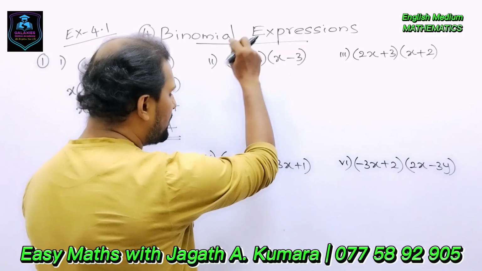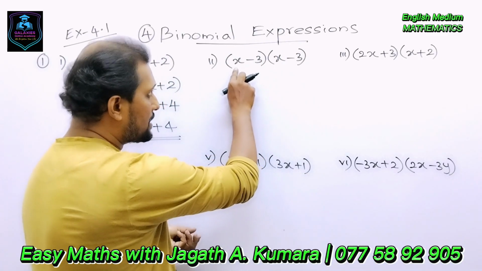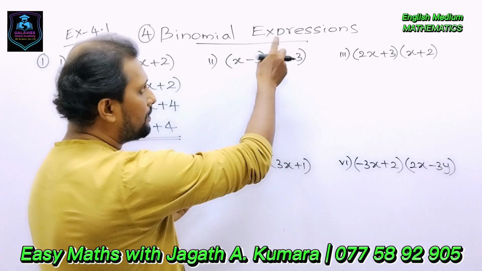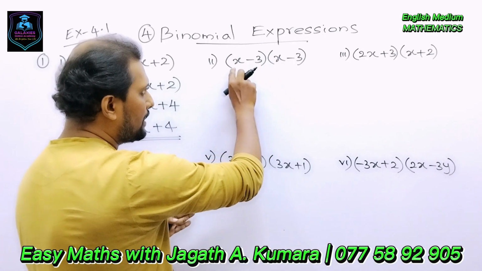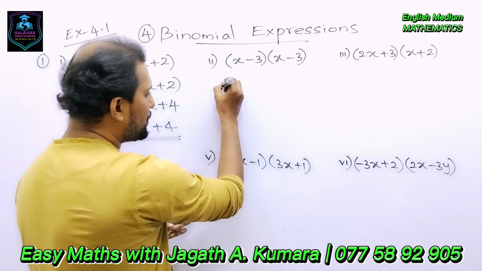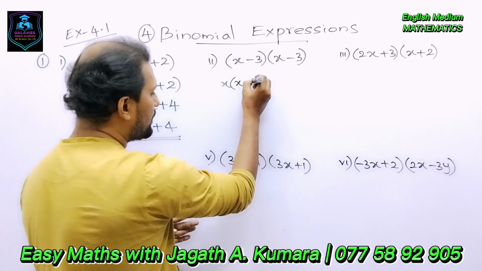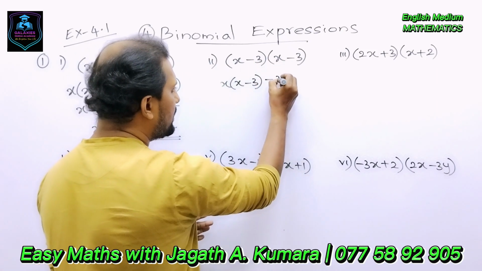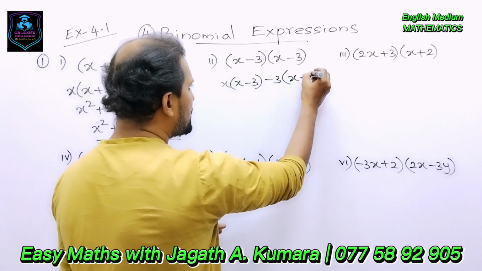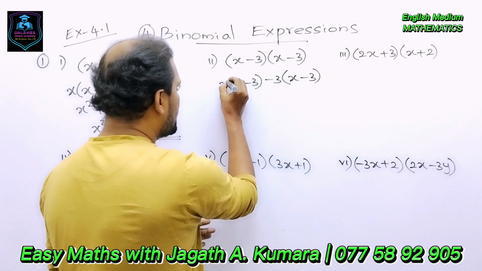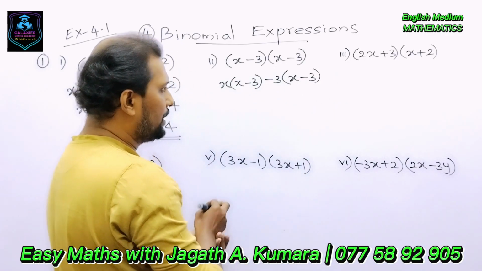So second bracket I will multiply by positive x. Also second bracket I will multiply by negative 3. X multiply x minus 3, minus 3 bracket x minus 3. Now remove the brackets carefully.